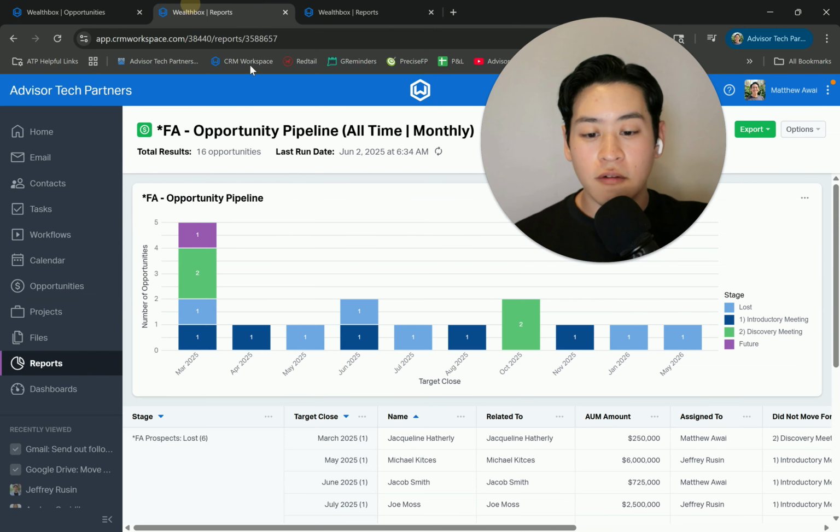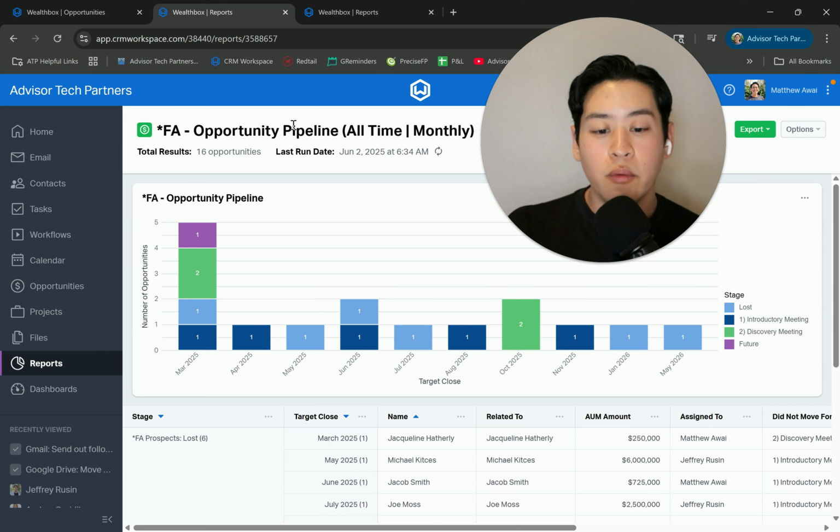So we're going to jump to our first one, and this one is going to be for our general opportunity pipeline. We're going to be showing all time, and the frequency is going to be monthly. So let's say, for example, you've been running your business from 2020 all the way up until this point. That's the information we're going to be representing, and we're going to be showing that on a monthly occurrence.